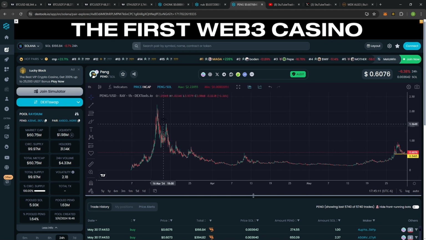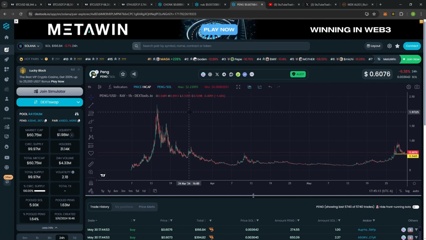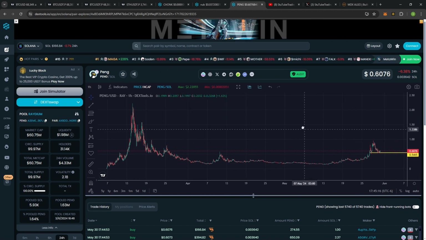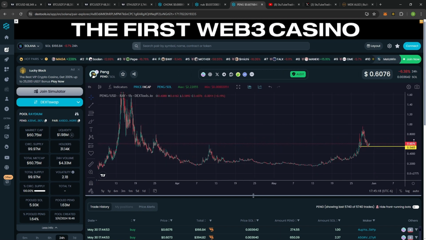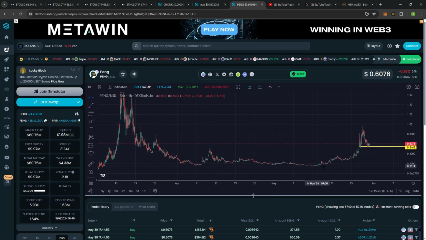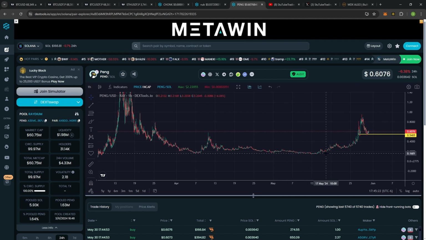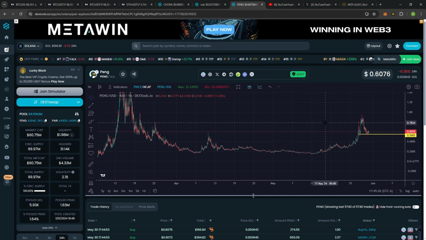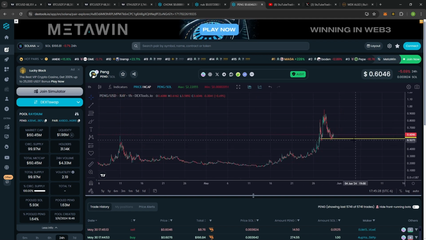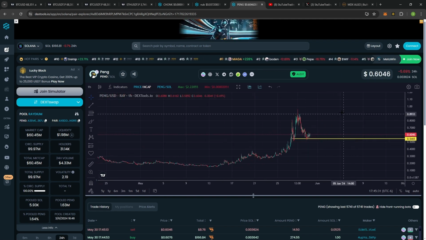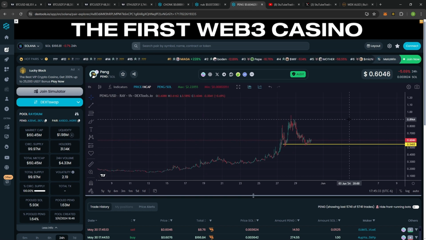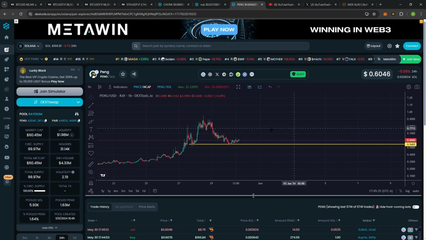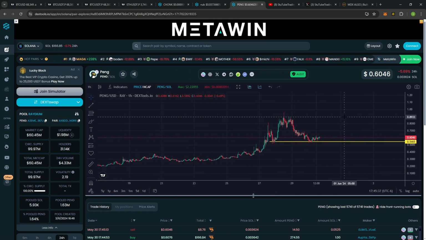I know a lot of us ended up catching this initial move. I think I caught an 11x out of it or something like that. But we basically ended up forming this real tight consolidation down here. And I ended up getting back into a little bit of a Peng position, obviously just spot. And I'm still holding some. I did take some profits last night, but I only sold about a quarter of it or something like that. So still holding on to a bag of this.